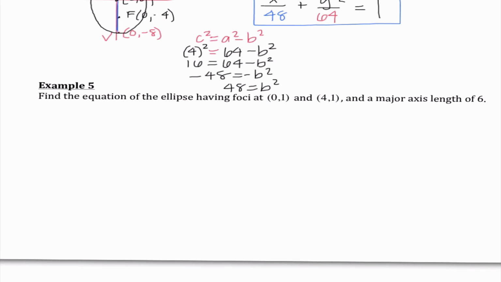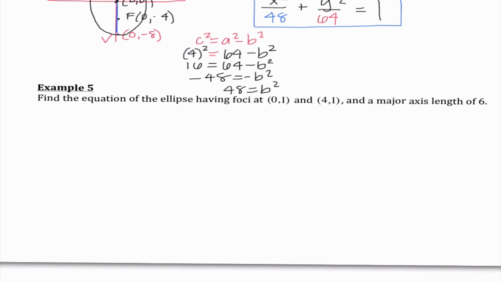Okay, last example of the day. We're finding another equation. This time they tell us the foci and they tell us the major axis length. Okay, so I'm going to go ahead and sketch this out, and I'm going to be a little bit more specific this time, with some really accurate little slashes. Okay, so the foci are at 0, 1.